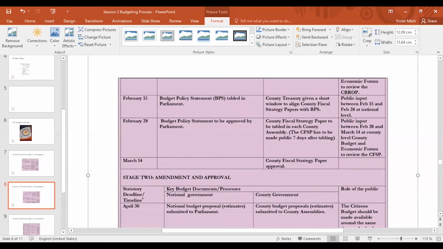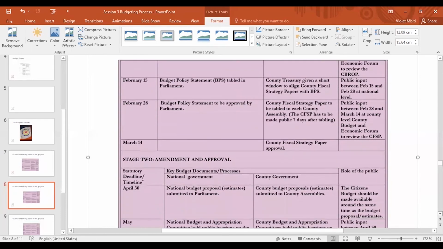Is there any question? Is there any question before we go to stage 2 of the budget process? Okay, there is no question.